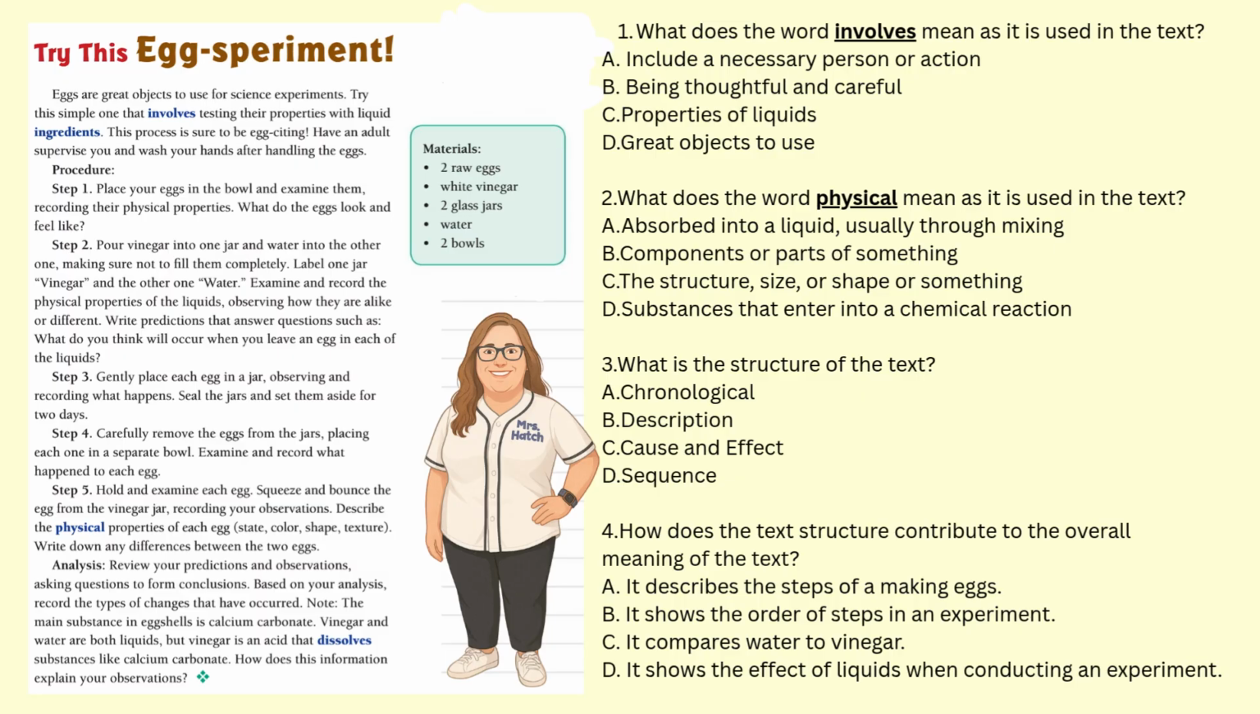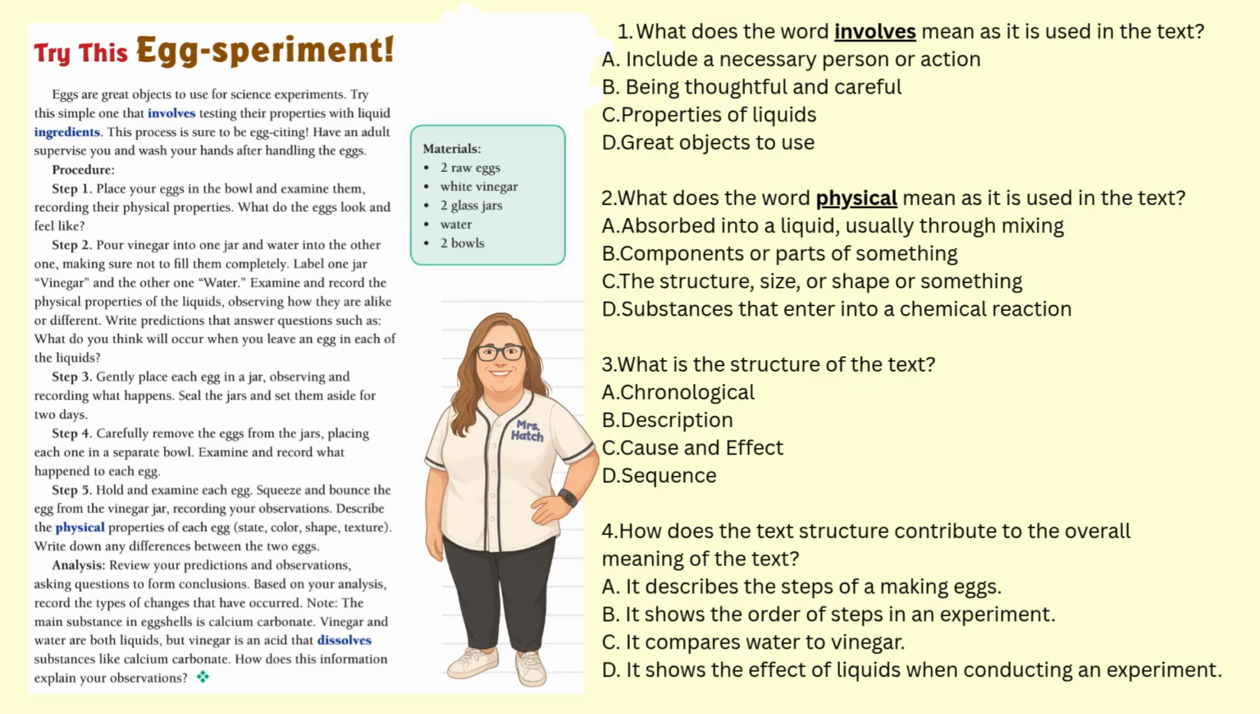Question number 2. What does the word physical mean as it is used in the text? Now remember, if we were doing this on a test, I would underline the word mean and write the word vocabulary above it. And remember, we're going to use our context clues, word relationships, and background knowledge to figure out what this word means. And if we look back in the text, it says, describe the physical properties of each egg. State, color, shape, texture. So what does physical mean?